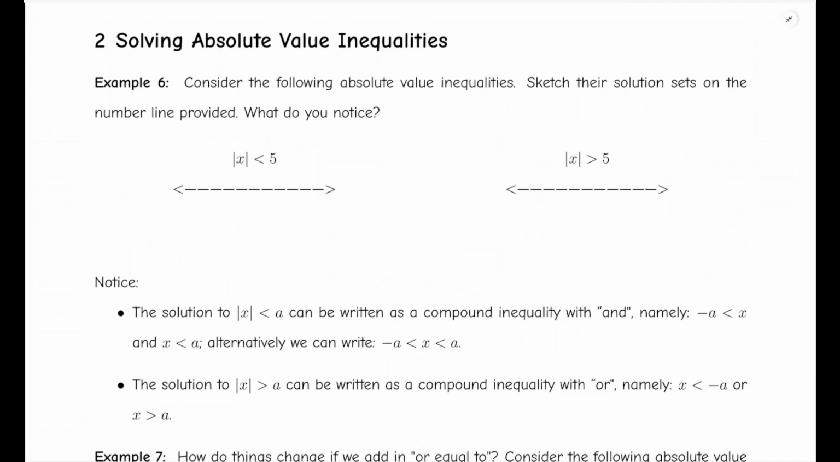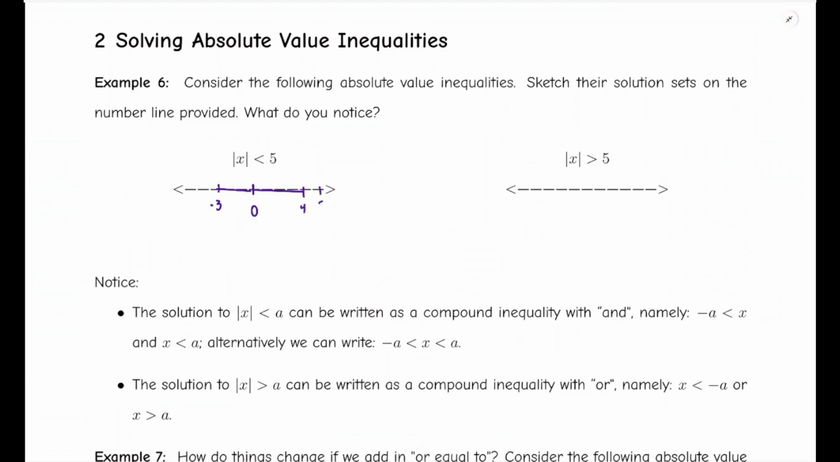Recall the absolute value of x means the distance away from 0. So I'm saying the distance x is away from 0. So let's put 0 here. I want that distance to be less than 5. Well, that means anything with a distance from 0 that's less than 5. So for example, if I put 4 there, that's less than 5. Or if we put -3 over here, that's also less than 5.